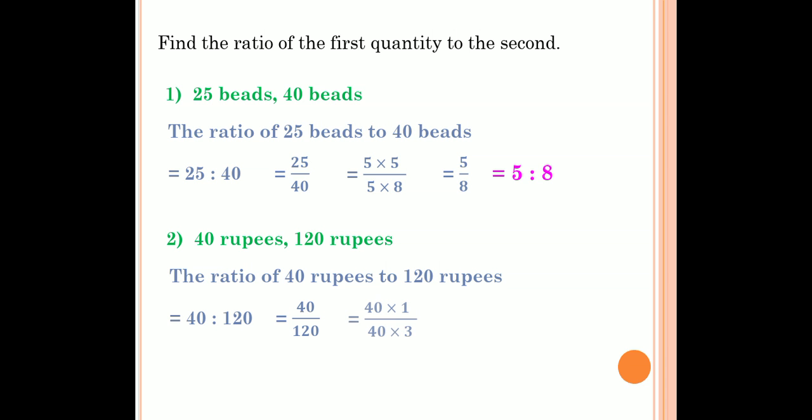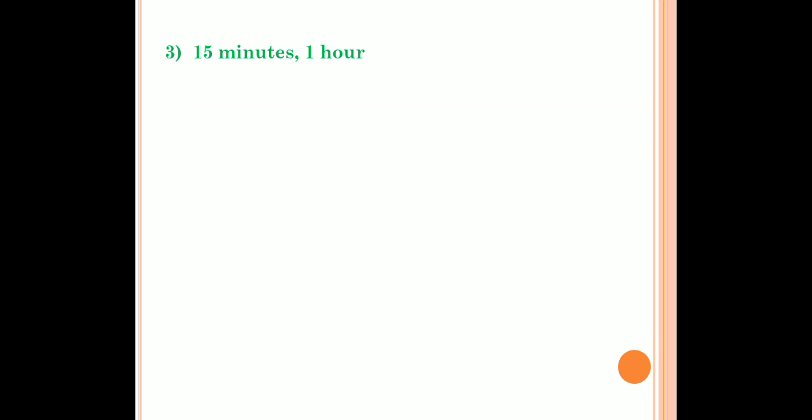Now which table is common? 40. So 40 1s is 40 and 40 3s is 120. So we are left with 1 upon 3, that is equal to 1 is to 3. So we have found out the ratio of 40 rupees and 120 rupees also. I hope you are understanding. Now the third one, 15 minutes and 1 hour.